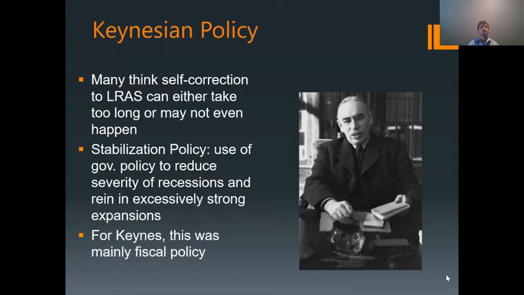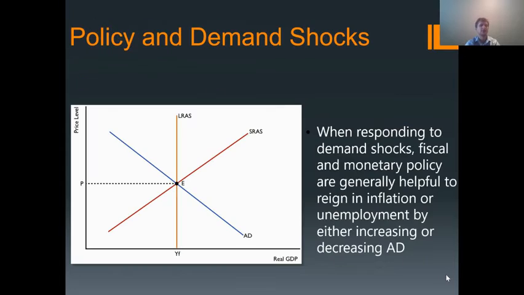So he says we can't wait. The people who are out of work are people. We need to humanize the economy. And so he advocates for something called stabilization policy. And that is actively using government policy to reduce the severity of recessions and rein in excessively strong expansion. So taming inflation on the other end. And for Keynes himself, he mainly wanted to use fiscal policy to do this. Fiscal policy and the specifics of fiscal policy we'll talk about in the next video.